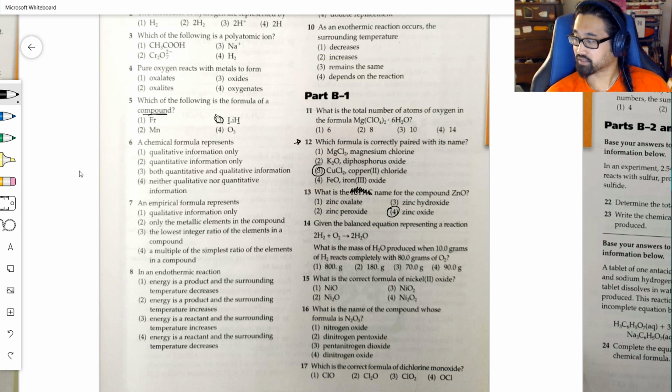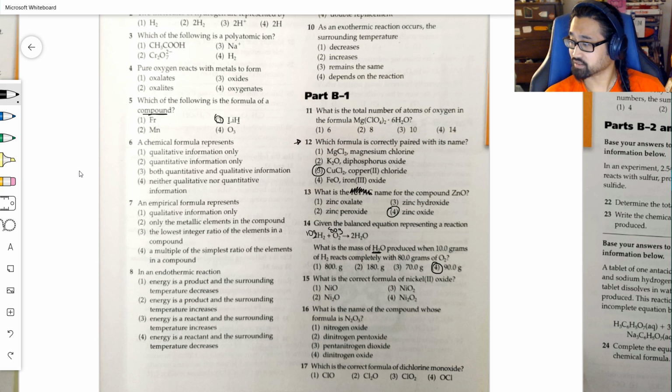Given a balanced equation, what's the mass of water produced when 10 grams of this combined with 80 grams of this? Number 14 didn't look like it, but it was a conservation of mass question. If you have 10 grams and 80 grams at the beginning, that's 90 grams. Conservation of mass says we can't make any more, we can't lose any. So if there is 90 at the beginning, we have 90 at the end.